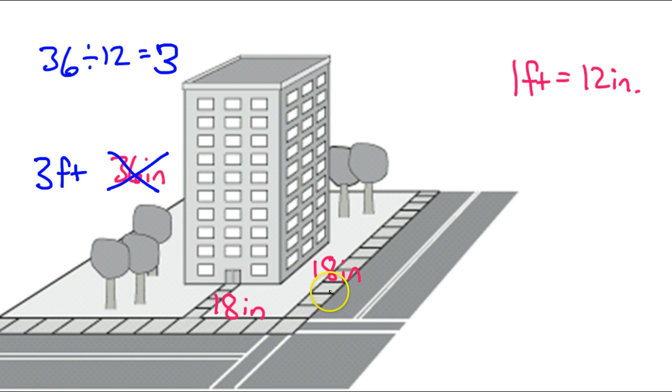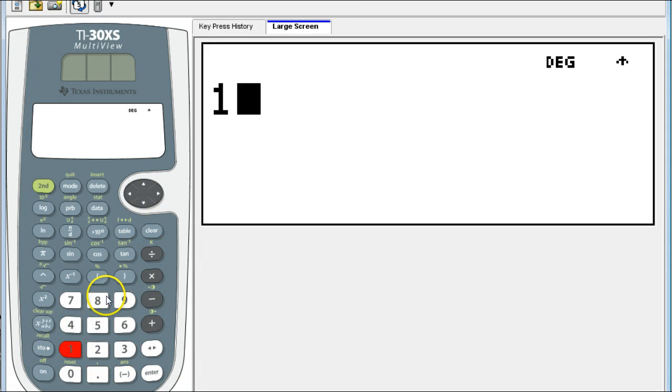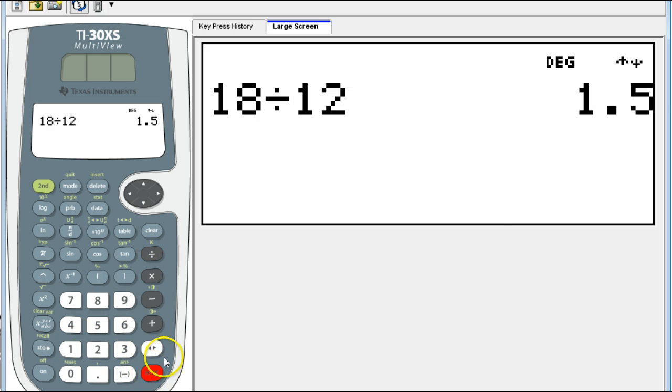Now, similarly, if I want to change 18 inches into feet, then I'm going to do 18 divided by 12 as well. Obviously, it doesn't go in evenly. I think it's going to be 1.5. So 18 divided by 12 is 1.5.